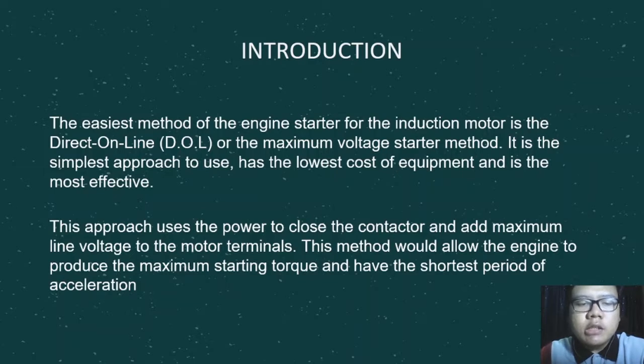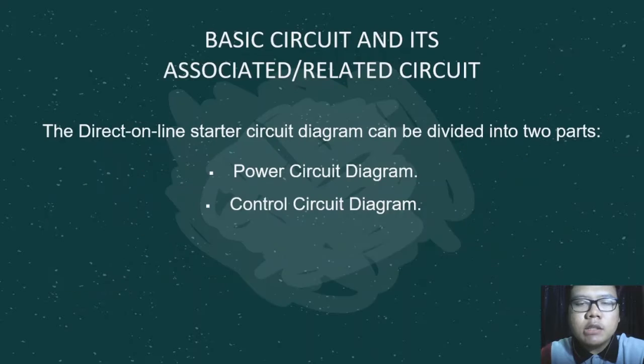Okay, this approach uses power to close the contactor and adds maximum line voltage to the motor terminals. This method allows the motor to produce the maximum starting torque, 100% starting torque, and has a shorter period of acceleration. Okay, we go through to the basic circuit for this DOL motor starter.